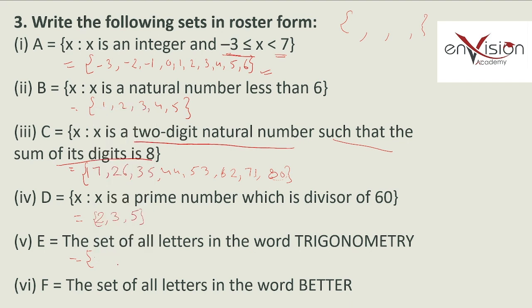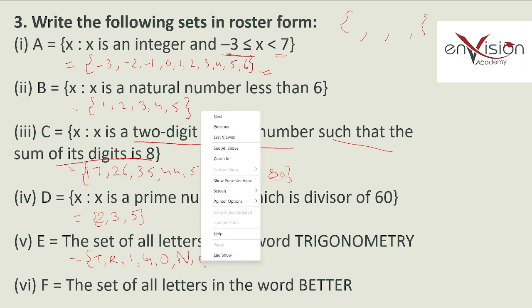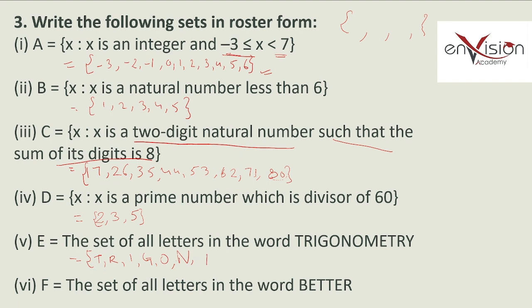Next we have the set of all the letters in the word trigonometry. So we have T, R, I, G, sorry for my handwriting again, O, then N, then M, then E, then Y. These are all the letters that are included in trigonometry.